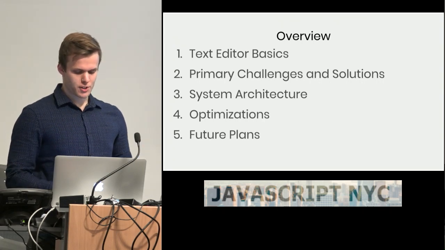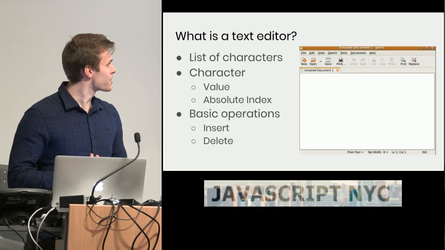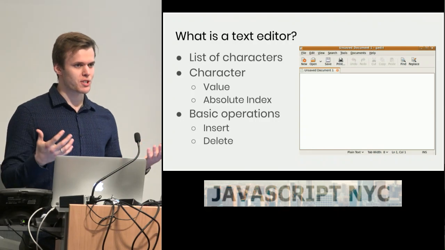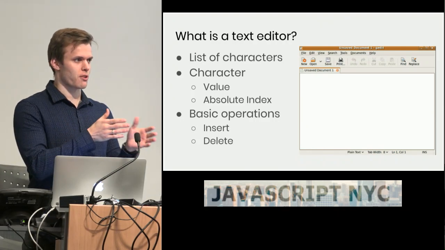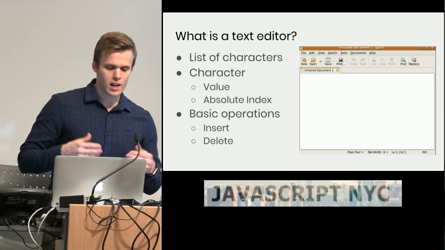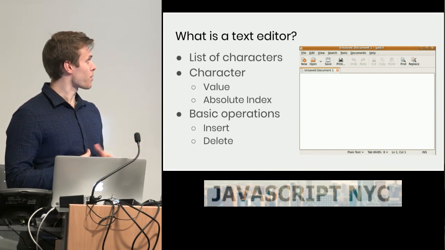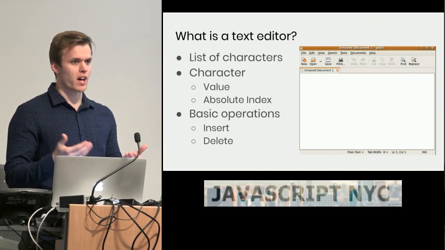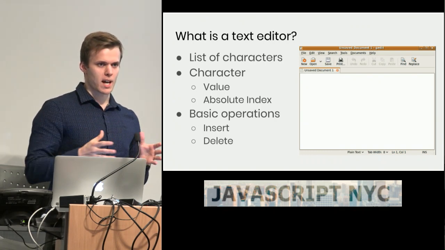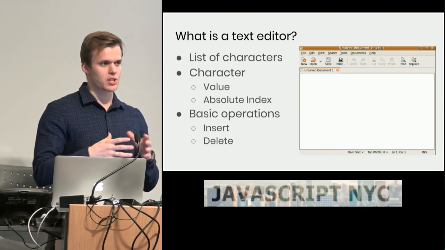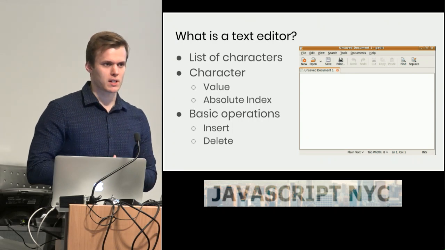So first things first, what is a text editor? For our project, we defined it as a list of characters in a document stored in order based on the user's intention. So the user defines where each character goes. Each character is going to have two basic properties. You have a value, which is the letter value of the character in the text editor, and also an absolute index. Kind of like elements in an array, each element has its own index. A character is going to have an index as well.